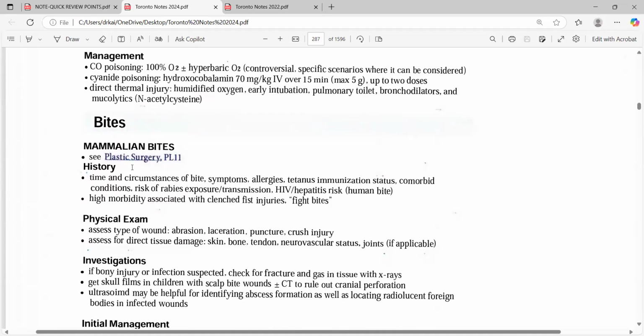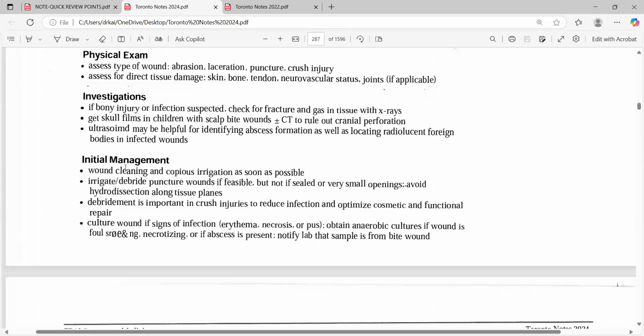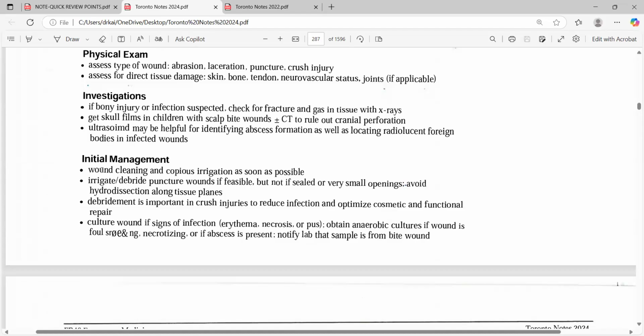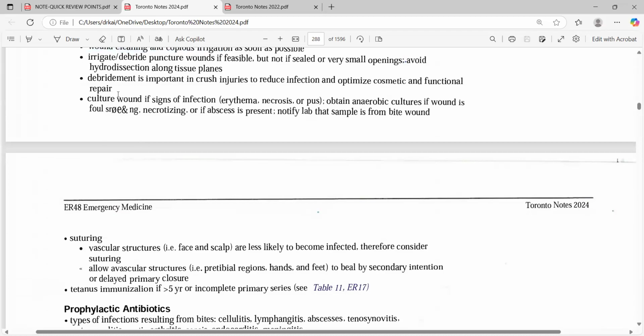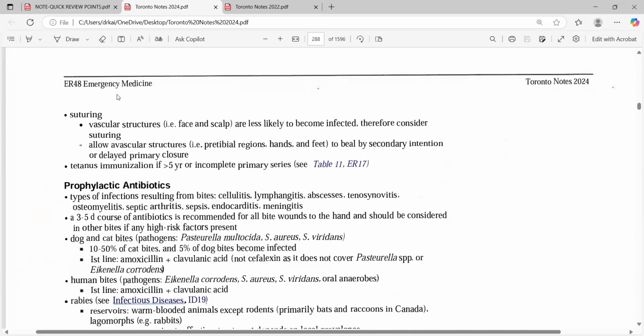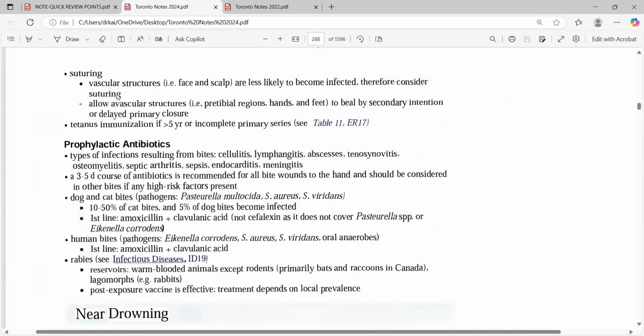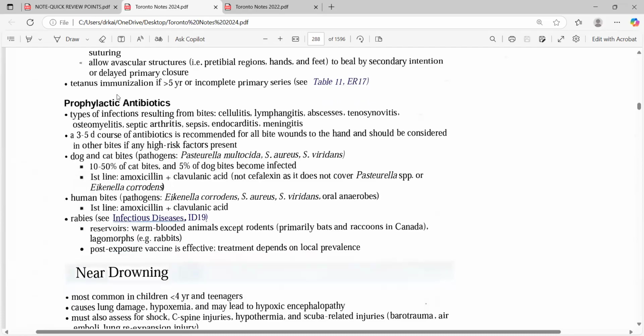Then the direct thermal injury. Then comes the bite. So you can read what the bites are and how you are going to start. Starting with cleaning the wound and debridement. Debridement is important. Culture and sensitivity if there is an infection. Mainly in the prophylactic antibiotics, we usually start with amoxiclav, like amoxicillin plus clavulanic acid, in many of the cases when it relates to the skin. Okay. Or the main treatment is basically amoxicillin in many of the cases, not all.